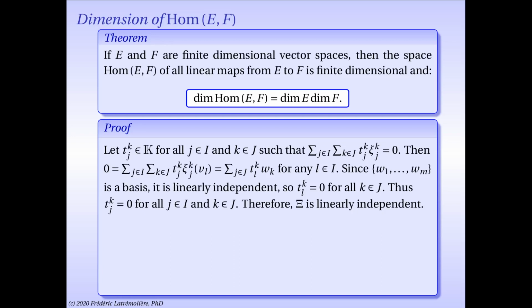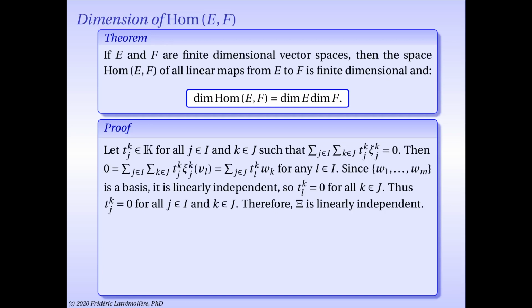So what do I know about this? Well, I know I can apply this zero combination. Remember, the 0 here is 0 as a linear function from E to F. I can apply this function to any vectors in E, and I will get 0. So in particular, I can apply it to a vector of the basis that I chose for E, that is V1 to Vn. So let's pick V sub L to be an arbitrary element of that basis, and let's apply this function, which is 0, to VL.